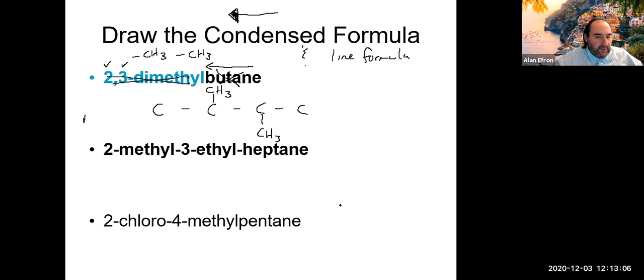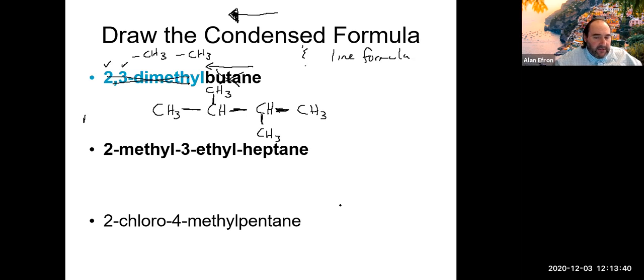So what's left is to make sure all the carbons have the proper number of bonds. That means we're going to fill in our hydrogens. The carbon at the end has only one line coming in, which means it needs three hydrogens. The next one has one, two, and three lines, so it needs one hydrogen. The next one also has one, two, three lines, so it needs one hydrogen. And the one at the end has only one line, so it needs three hydrogens. So this would be our condensed formula.